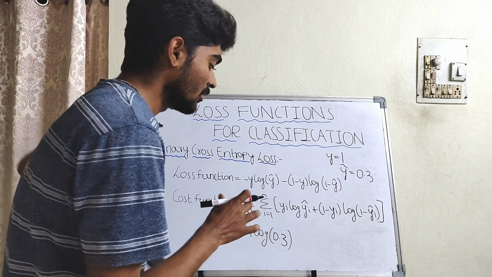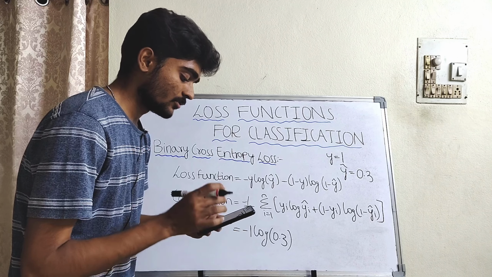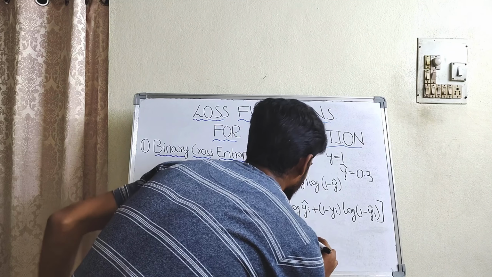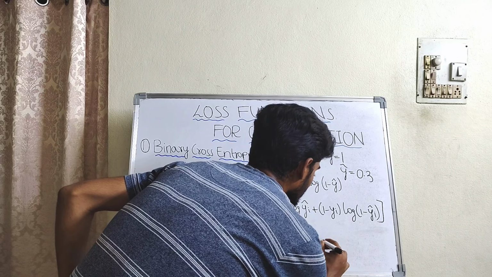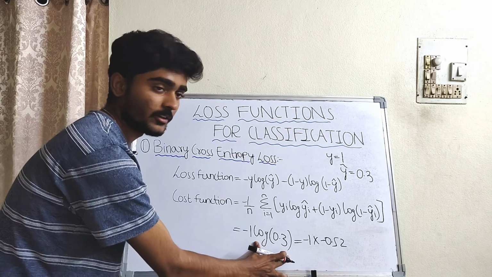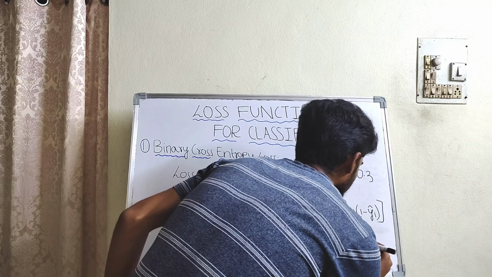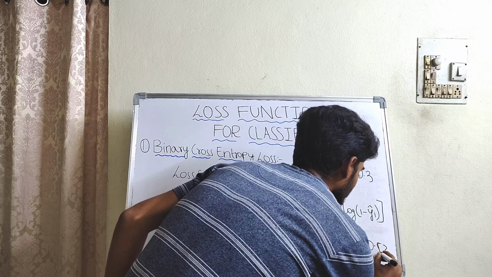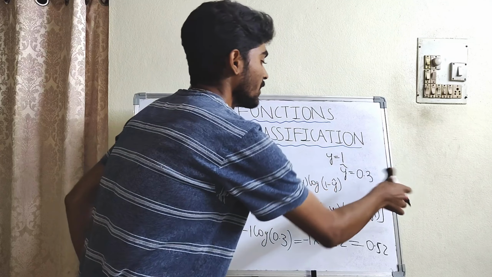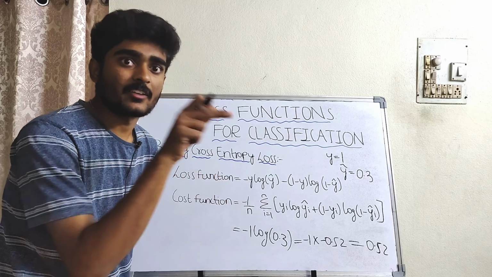Now let's determine the log of 0.3. Log of 0.3 is equal to minus 0.52. Substituting the value, minus 1 into minus 0.52 gives 0.52. So when the true output is 1 and the predicted output by our model is 0.3, the overall loss of the training example is 0.52.